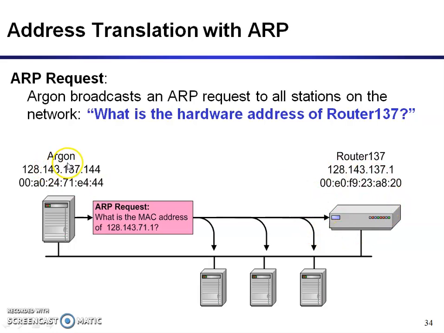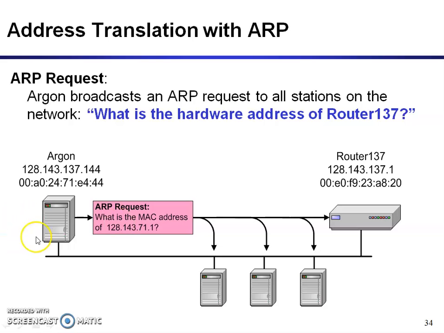Argon has the IP address 128.143.137.144, and the MAC address is as indicated. The router 137 has the IP address 128.143.137.1, and below that the MAC address is given. As we have seen, ARP has two parts: the ARP request and the ARP reply.